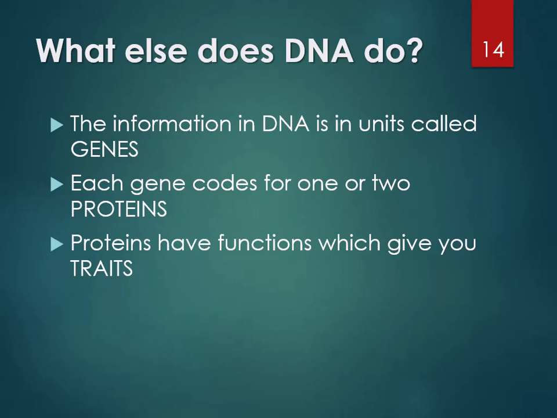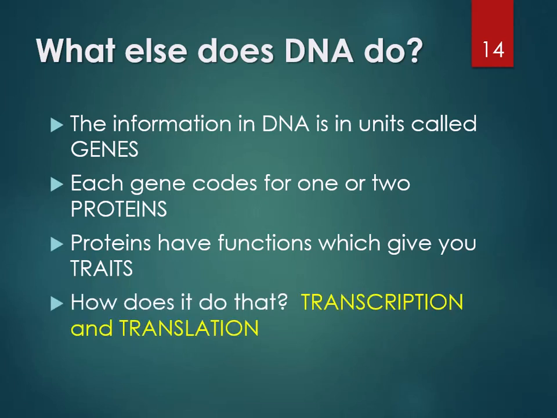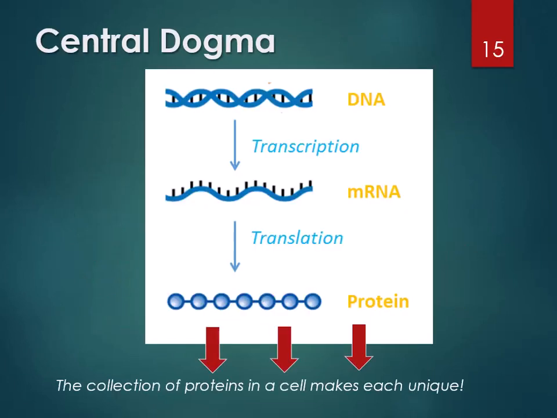To go from DNA, the directions in the nucleus, to making proteins is called the central dogma of cell biology, and it involves two processes, transcription and translation. DNA is transcribed, or undergoes the process of transcription, to create mRNA. mRNA is used in translation to produce a protein. Okay? And again, it's the proteins that make each one of us unique.